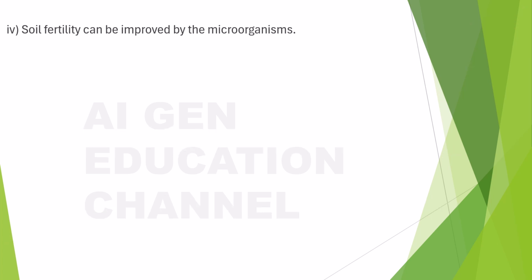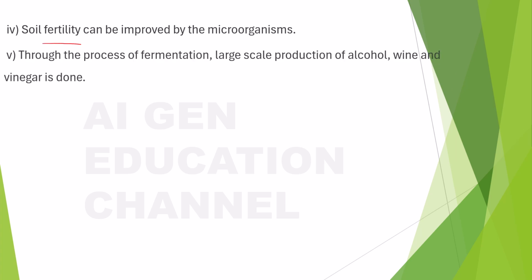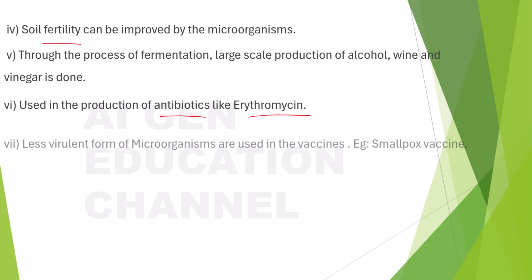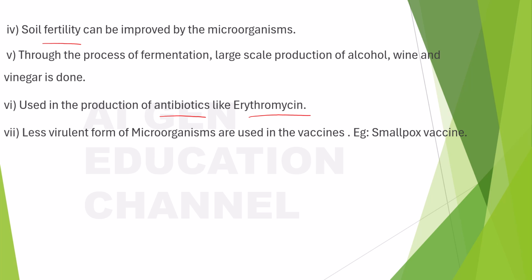Then soil fertility can be improved by the microorganisms, and also through the process of fermentation, large scale production of alcohol, wine and vinegar is done, right? Then it is also used in the production of antibiotics like erythromycin. Less virulent form of microorganisms are used in vaccines.